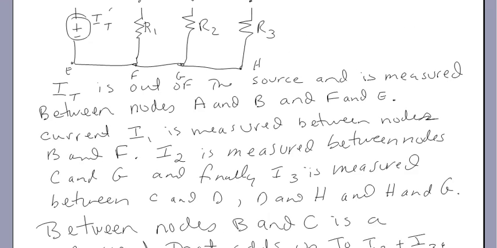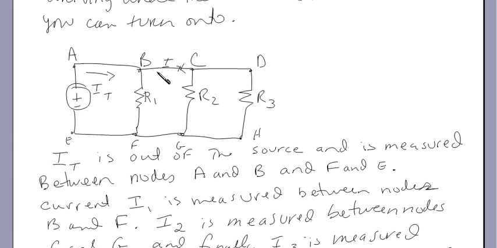So let me back up a little bit here. So that's right here. This current here between B and C and G and F, this current goes in, splits up between 2 and 3. Some goes down here, some goes down here. And then at point G, it's recombined and travels through this section here. So those are the same.